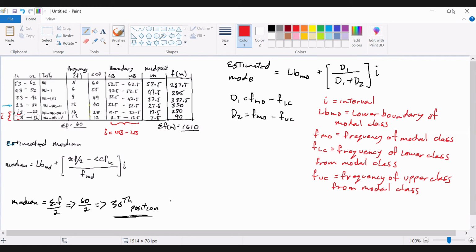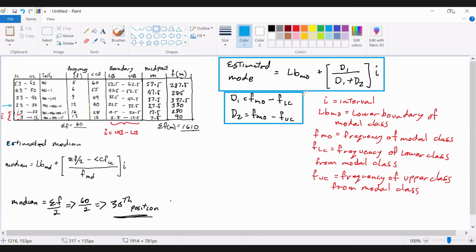Okay. I think this is fairly straightforward. You just need to use this formula together with these two formulas down here. Okay, so let's start. Just get information directly from the table. We start off with, what's again our modal class?